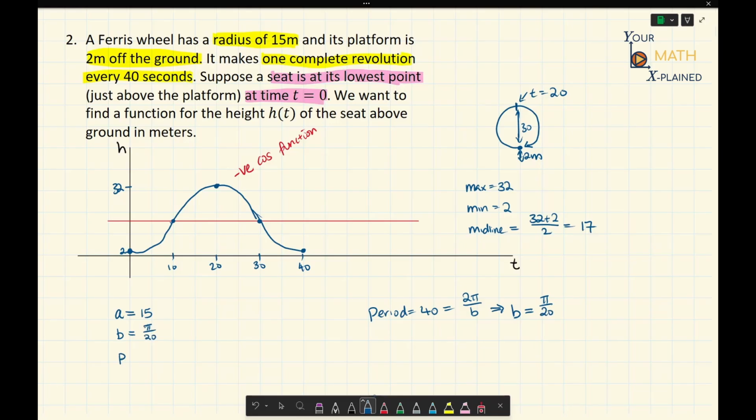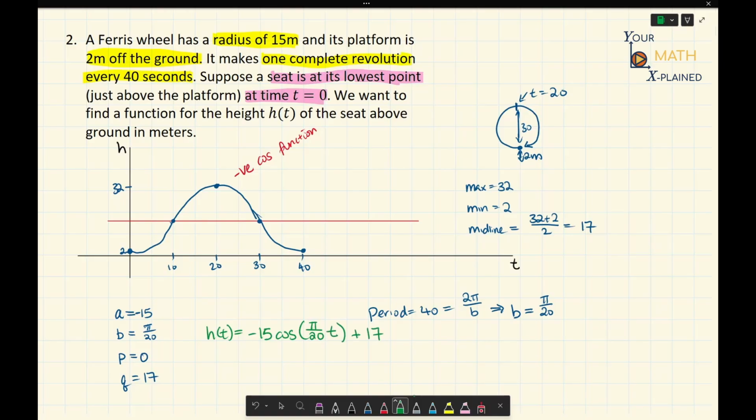Next, we have our p, which is the phase shift. But we actually don't have a phase shift here because all we've done is flip our cosine function upside down. So flipping it upside down just means our a value here, instead of being 15, is going to be negative 15. Which means our p here is 0. And then finally, our q value is just our midline, which is 17. So putting all this together, we get our function h of t is equal to negative 15 times cosine of pi over 20 times t plus 17.